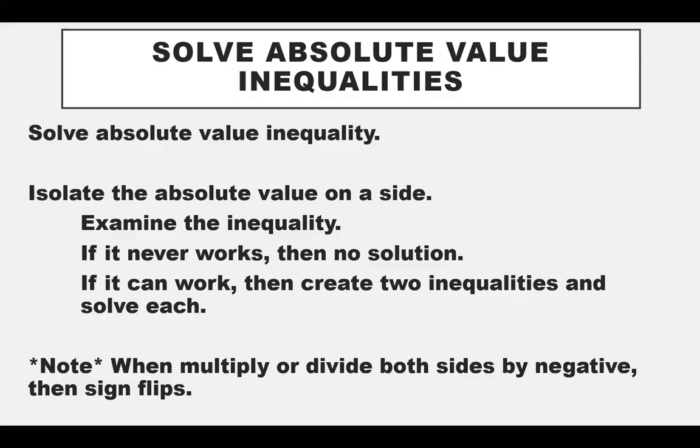We go from a greater than to a less than, or vice versa. We go from a greater than or equal to a less than or equal to, or vice versa. That's whenever we multiply both sides by a negative. And when we create one of the inequalities and we use the negative, then that's in effect multiplying or dividing both sides by a negative.